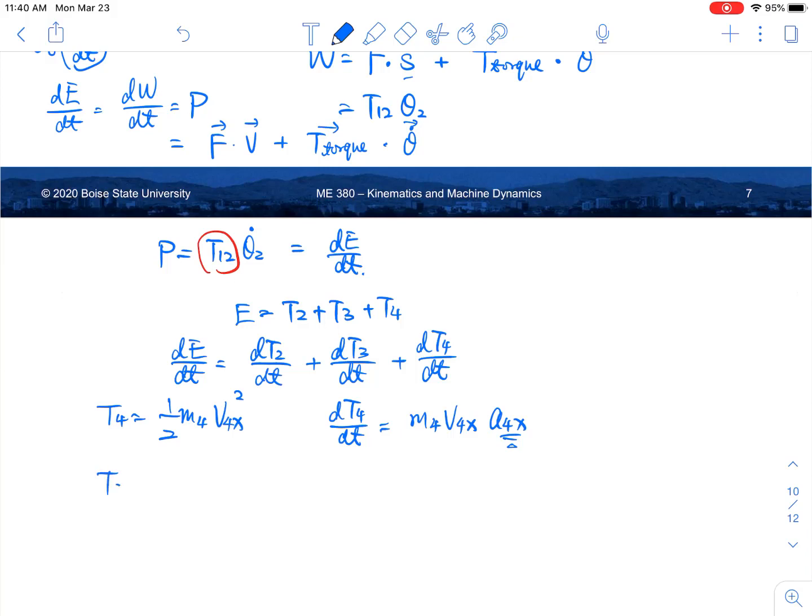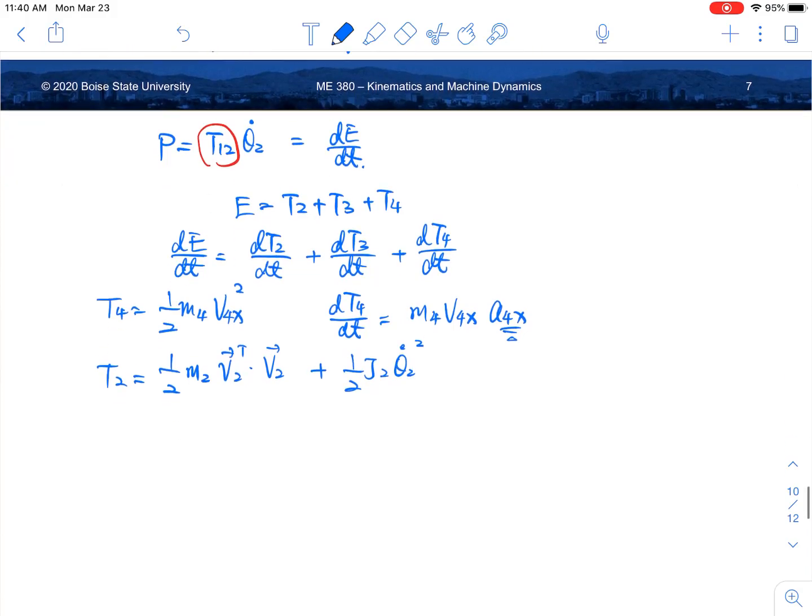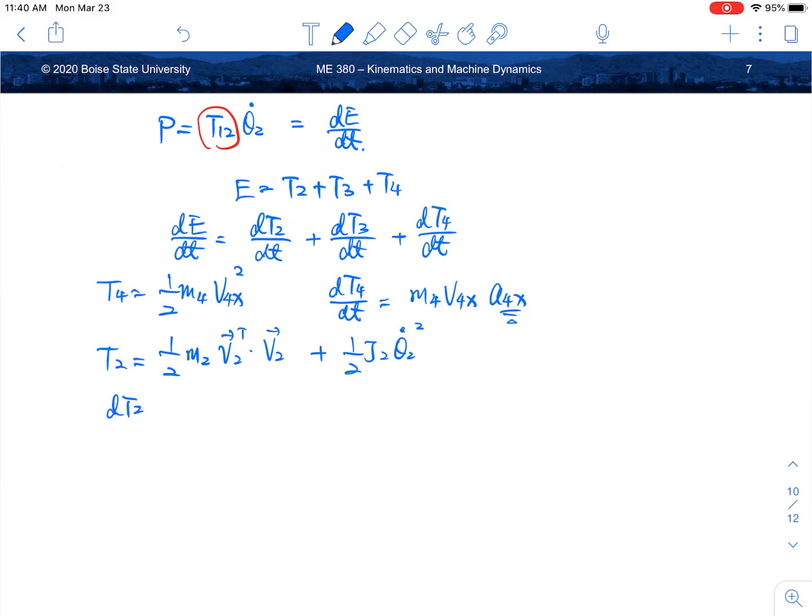So let's look at T2. Your T2 actually has two components: half m2 v2 squared, where v2 is a vector, plus half J2 theta 2 dot squared. So your dT2/dt becomes m2 v2 dot a2 plus J2 theta 2 dot theta 2 double dot.